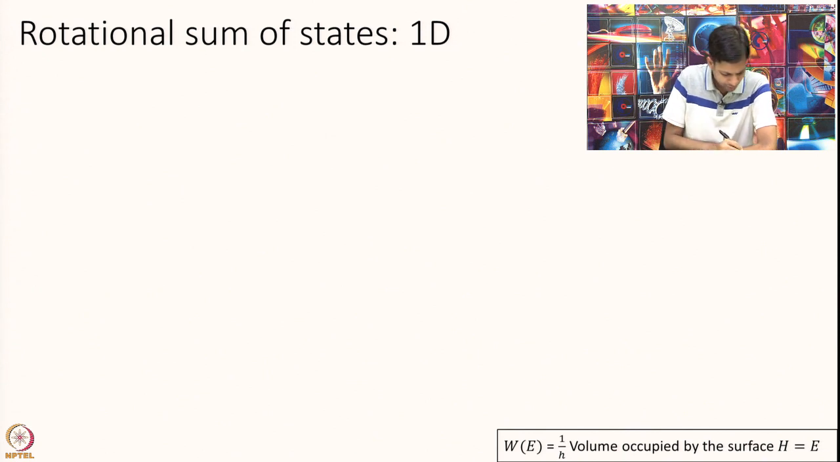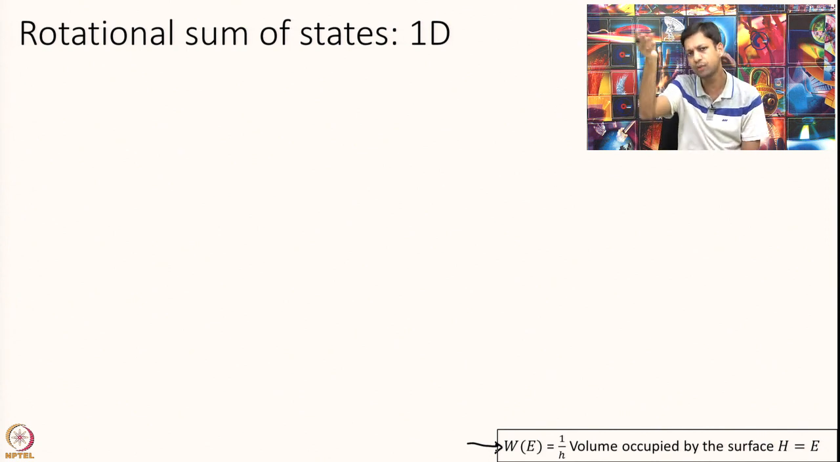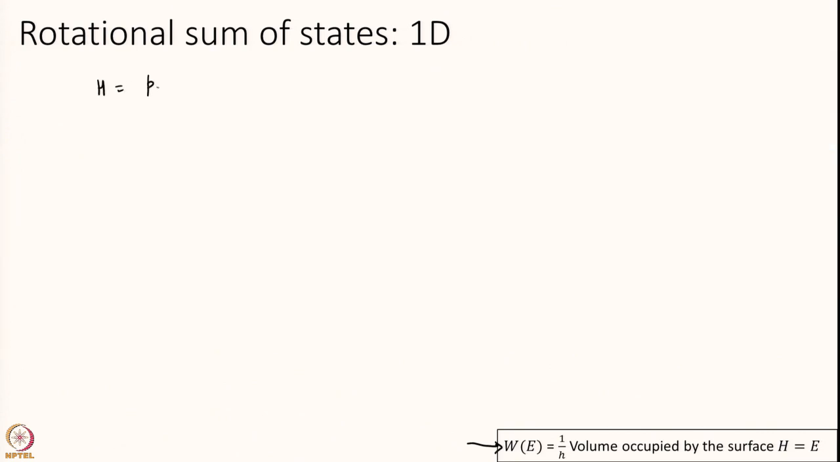What we have to do is calculate W(E) first, and W(E) is nothing but 1 over h times the volume occupied by the surface H equal to E. I am saying 1 over h only because it is 1D, so it is h to the power of 1. Alright? So, what is H? H for a 1D rotor is nothing but p phi squared over 2I.